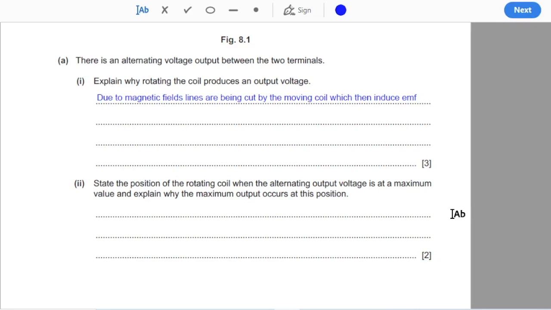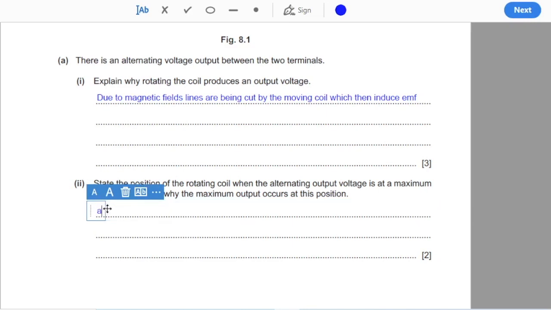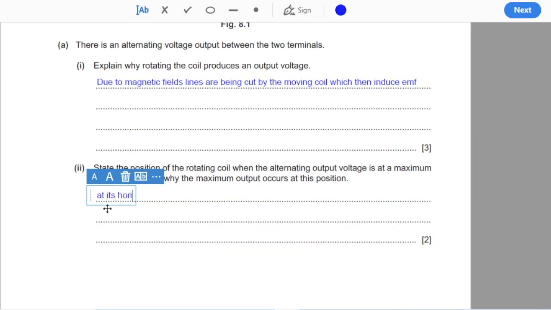Part 2. State the position of the rotating coil when the alternating output voltage is at a maximum value and explain why the maximum output occurs at this position. So whenever the plane of the coil is at its horizontal position, it's going to produce a maximum voltage. And why so?